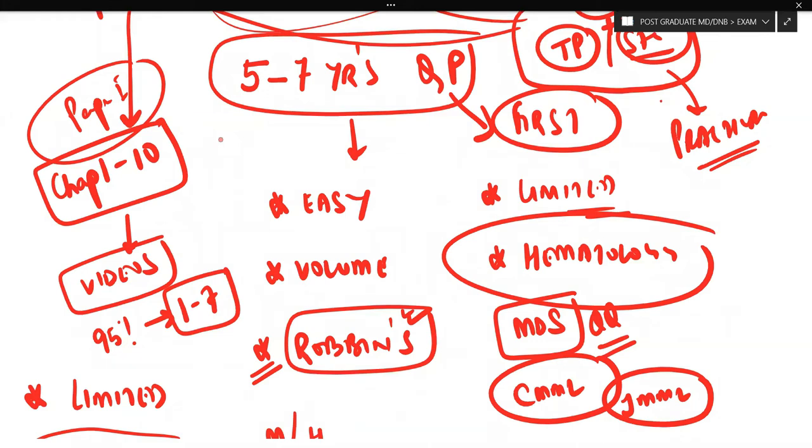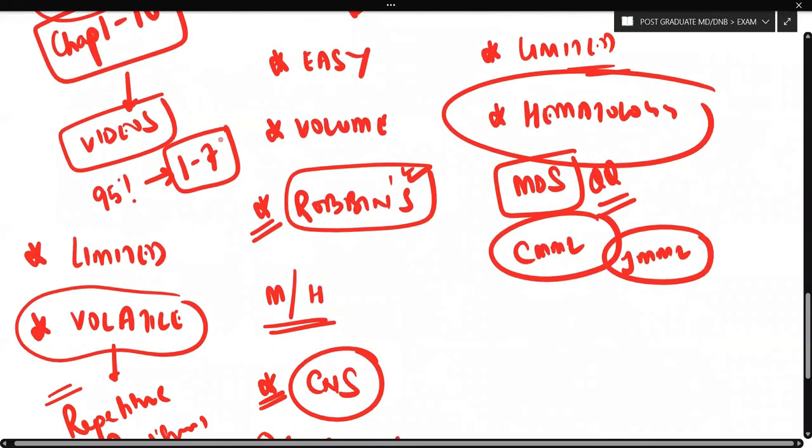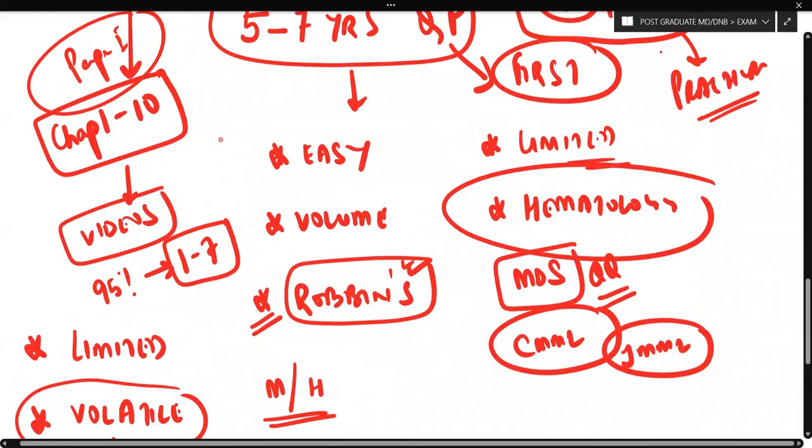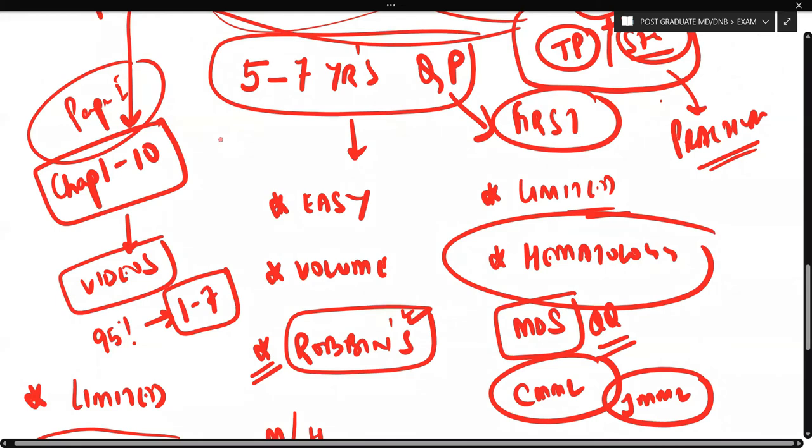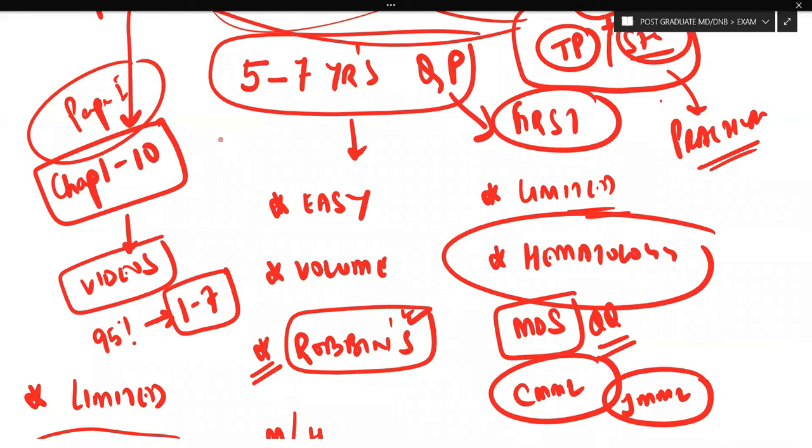So what I want to tell you again is that paper number 3 gives you that scoring chance. You cannot miss out on paper 3. Paper 3 also has blood banking. Paper 3 again is very easy. Cytology and hematology, you can ace that very easily. So paper 1 and paper 3 are very, very easy.